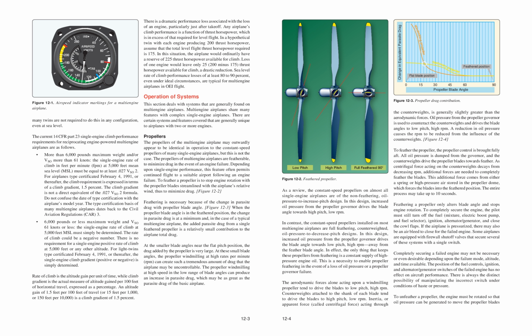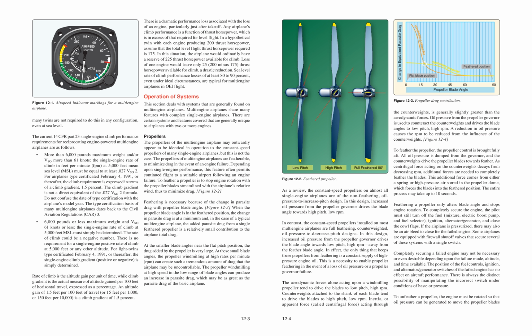Operation of systems. This section deals with systems that are generally found on multi-engine airplanes. Multi-engine airplanes share many features with complex single-engine airplanes. There are certain systems and features covered that are generally unique to airplanes with two or more engines.